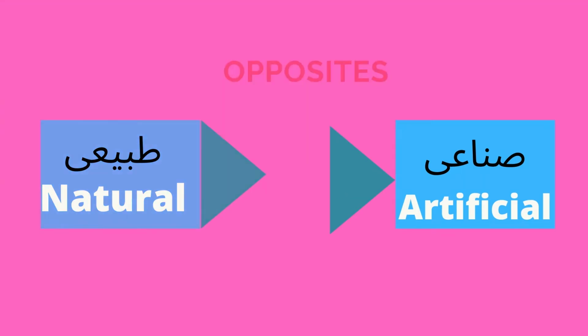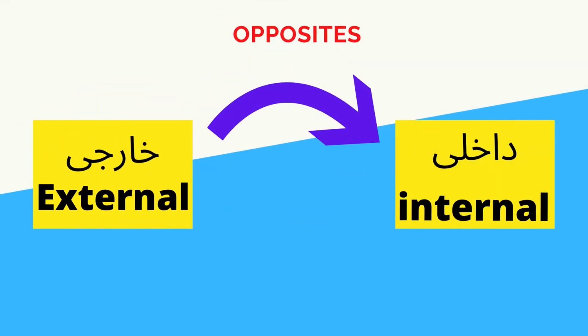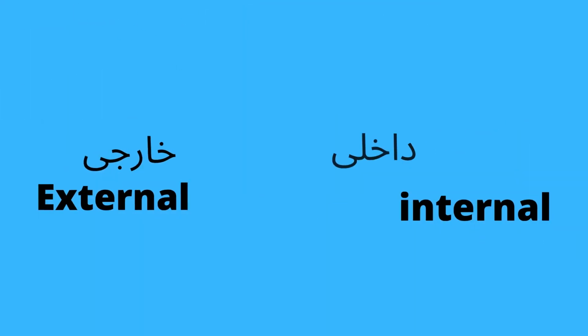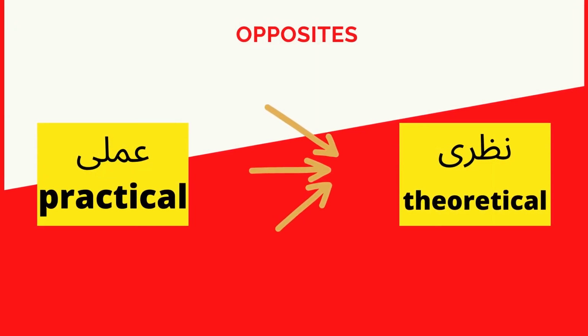Okay? External, خارجي. Internal, داخلي. And there is خاء. Okay? داخلي. خارجي. Okay. Next is practical, which is عملي.